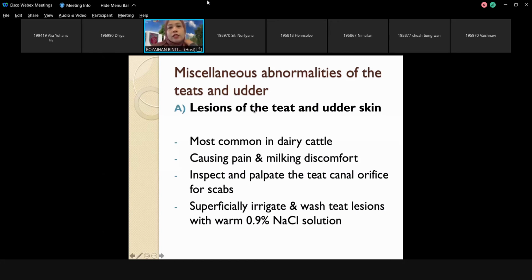So these are the lesions of the teat and other skin. Meaning that you can actually find lesions on the teat and also on the other skin. This is most common in dairy cattle, which can cause pain and milking discomfort because of the lesions. So what you can do is inspect. You have to have a look at the teat.